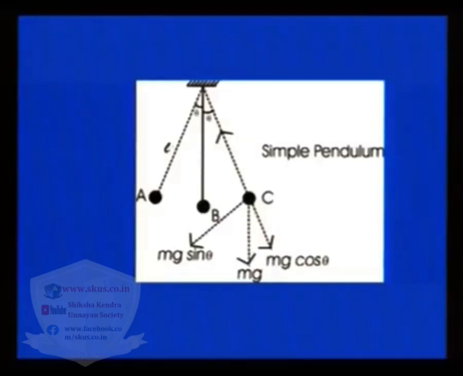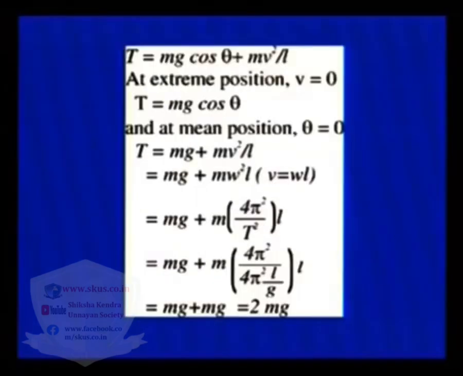But when the pendulum starts oscillating, the bob moves in a circular path and it needs centripetal force. That is why the net tension in the string during the oscillation becomes mg cos theta plus the outward centripetal force, that is mv square upon L. If we write the value of v which is equal to omega L, and omega is equal to 2 pi by T, then we will get tension in the string at mean position equal to 2 mg, and at another position mg plus mv square upon L. At extreme position it will be mg cos theta because v is 0 there.